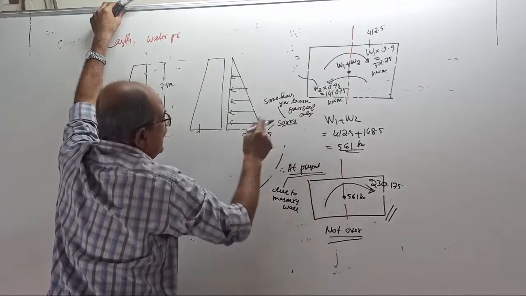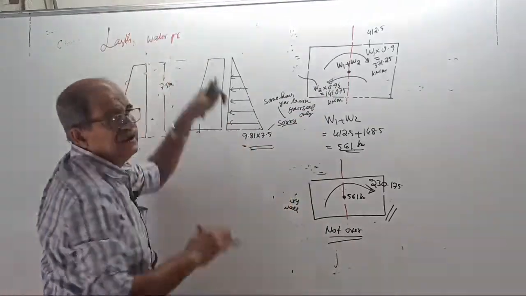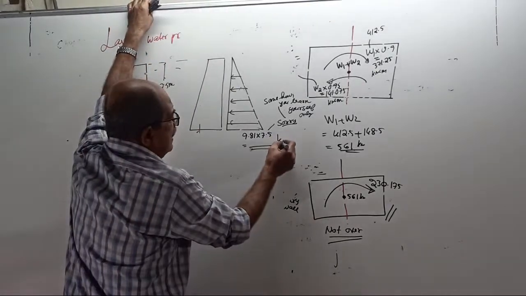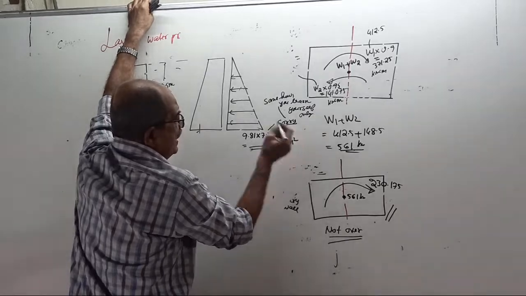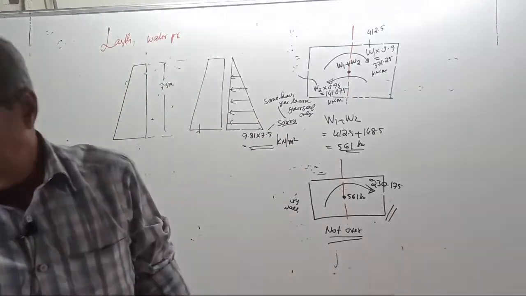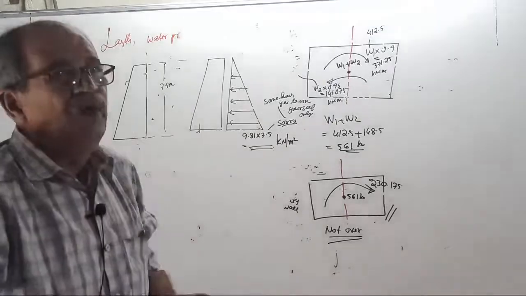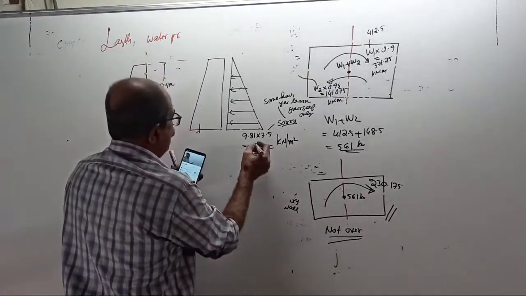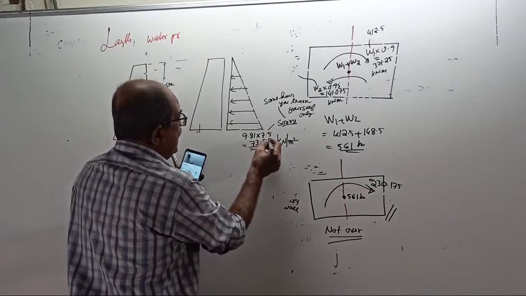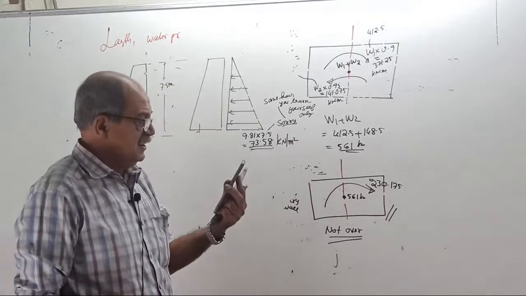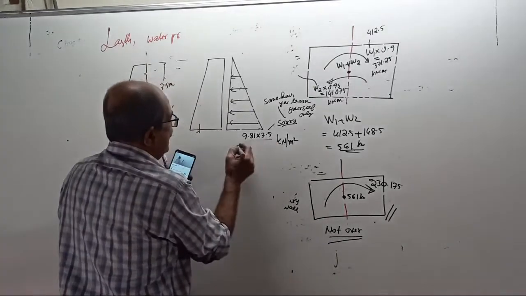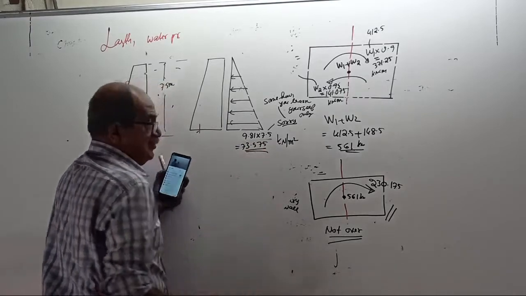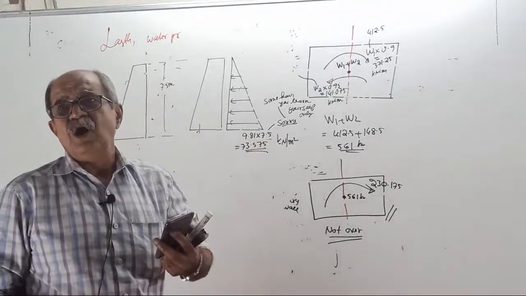Some people take 10. I will take 9.81. Fully clear? Tell fast. 9.81 into 7.5 is the water pressure in kilonewton per meter square. Clear? If clear, tell clear. Or go to fluid mechanics, study and come back. 73.575. Tell me, clear or not? Now these all I can't explain here.